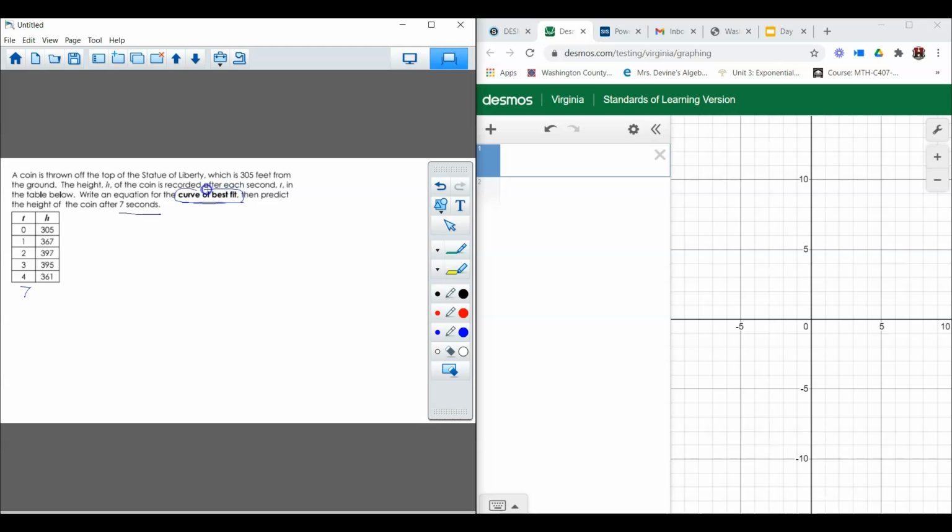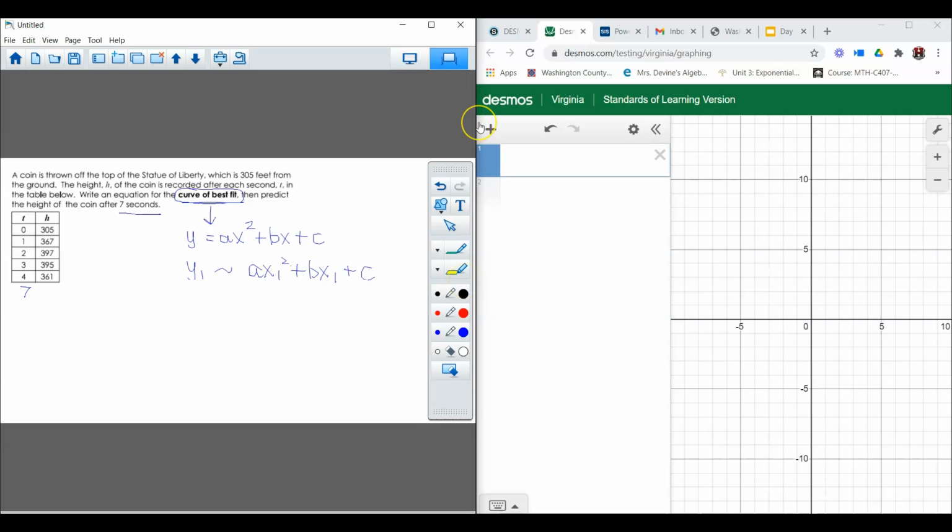Okay, so as I was saying, the first goal is going to be to put this table into the calculator and come up with the curve of best fit. Now, curve of best fit is that quadratic equation. So it's going to be y equals ax squared plus bx plus c, which we will enter as y1 squiggle ax1 squared plus bx1 plus c.